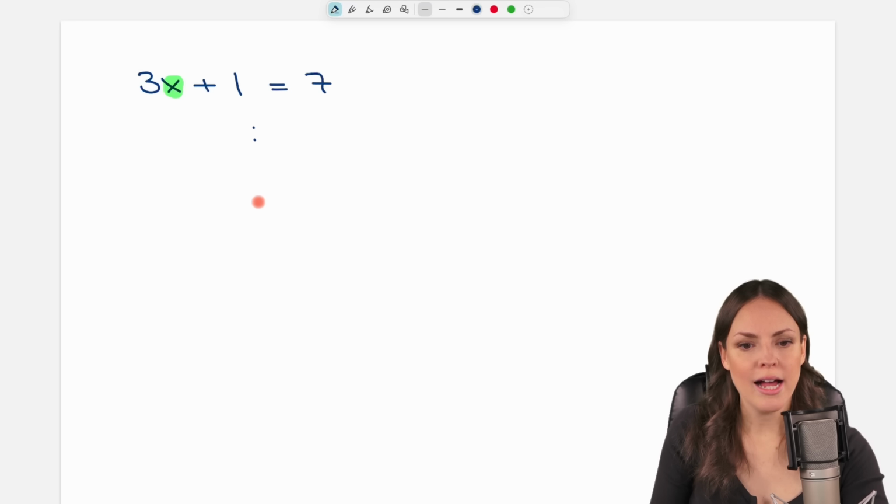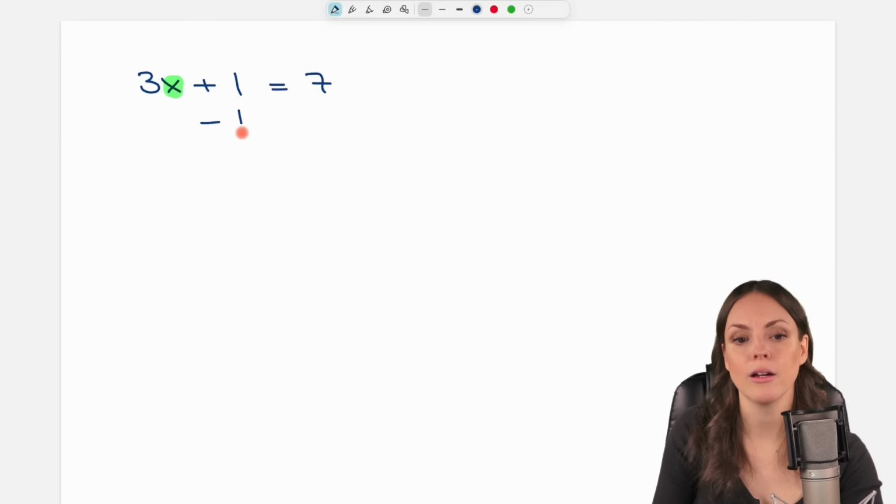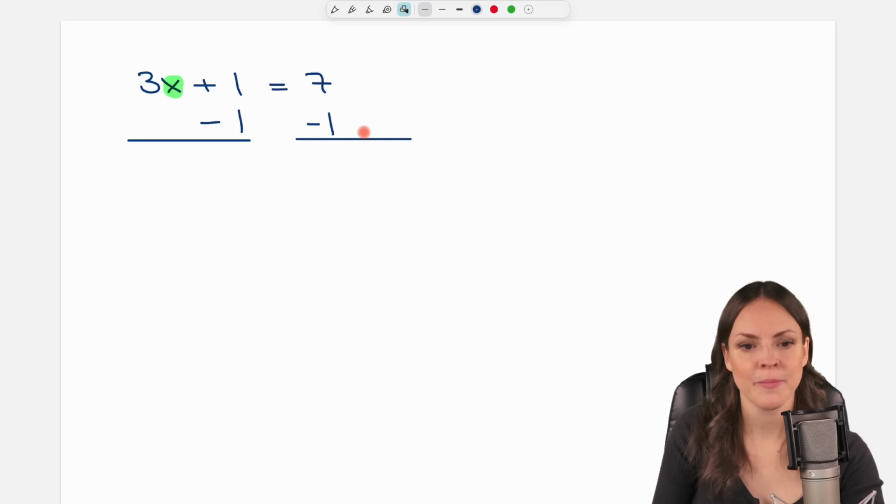Okay, so how can we get rid of the plus 1 here? We have to do the opposite. Here it says plus 1. We can get rid of it by subtracting 1. So I'm going to write what I'm going to do down here in this line, but we know we have to do everything that we do on the left side also on the right side, so we're going to subtract 1 here as well.